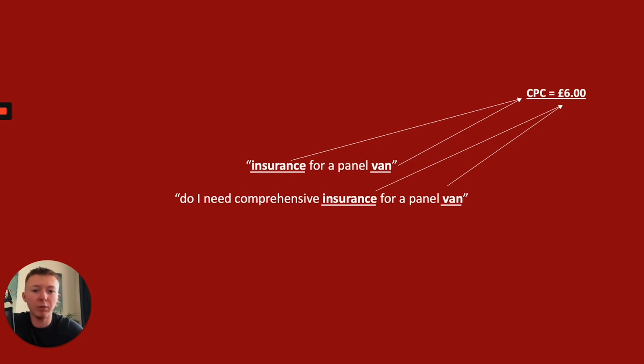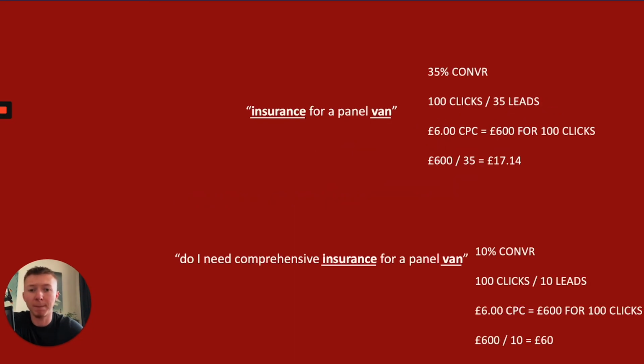Let me break down what effect this has on your bottom line, your profit, and also your conversion rate. As you can see in this example, we've got the top one, which is insurance for panel van. We typically see, for searches that have a higher intent, around a 30 to 50% conversion rate, which means that 30 to 50% of the people that click onto the ad contact the business, and the actual staff members on the other side will talk to this person. So they have a contactable lead.